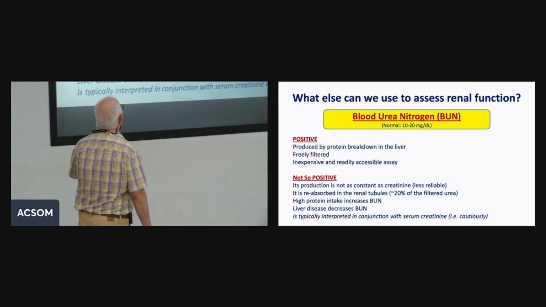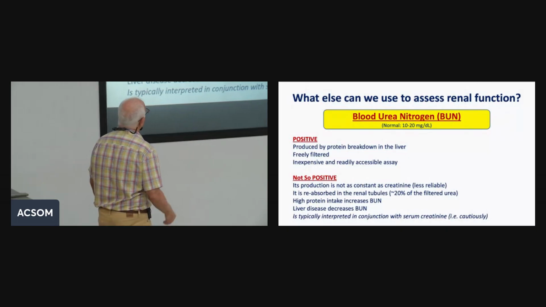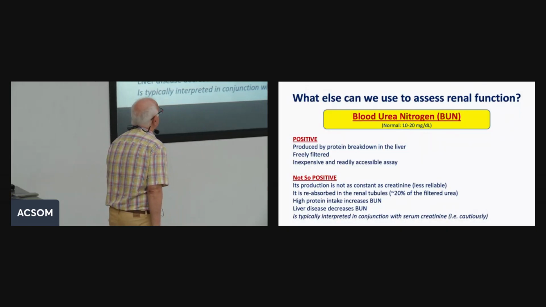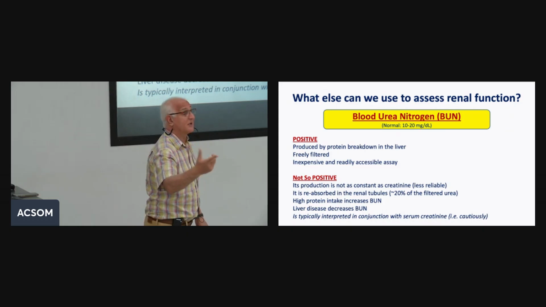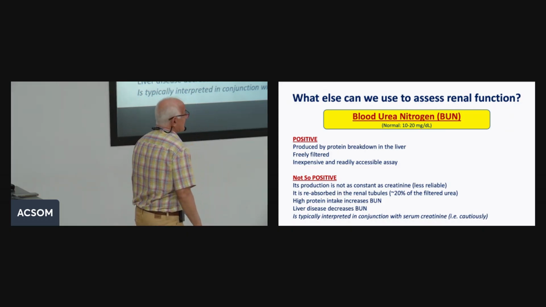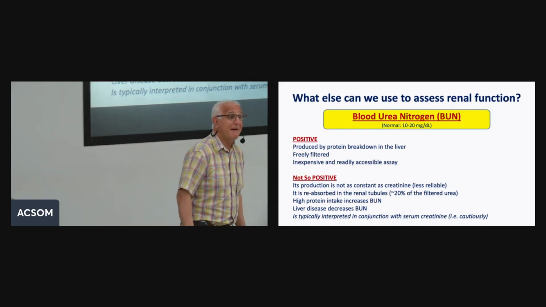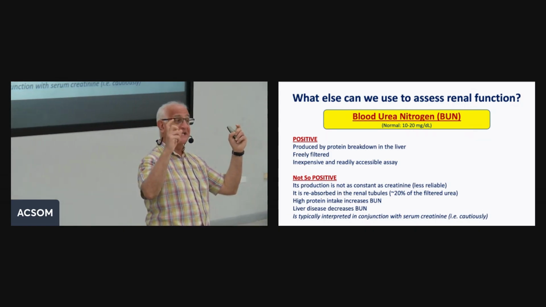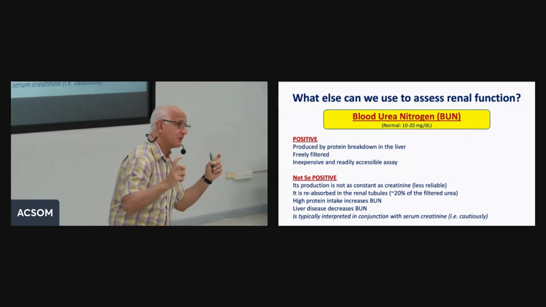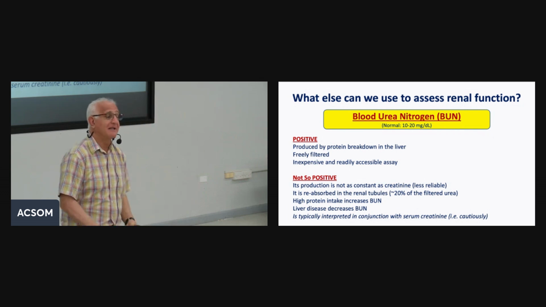The positive things about it is it's produced by the liver through the breakdown of the proteins. It is freely filtered, just like creatinine, and it is inexpensive. So these are the good things about urea. Urea is also a good, remember compound X we were looking for? We came up with creatinine. This would be another candidate.